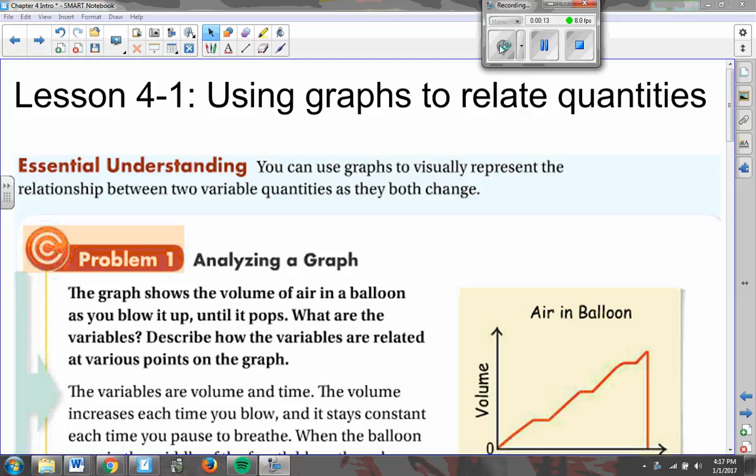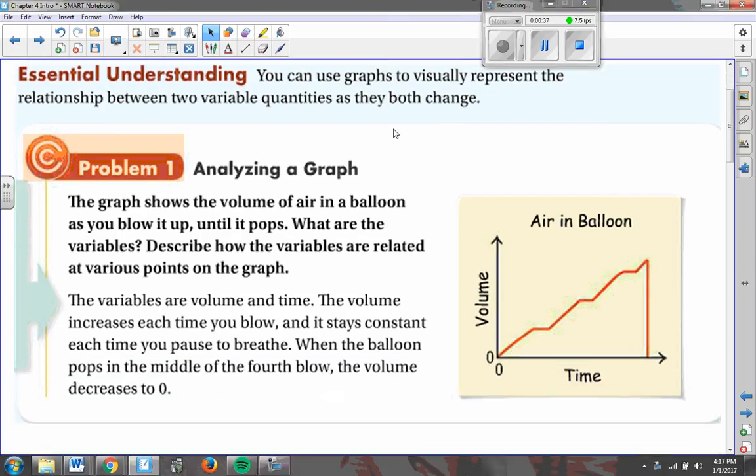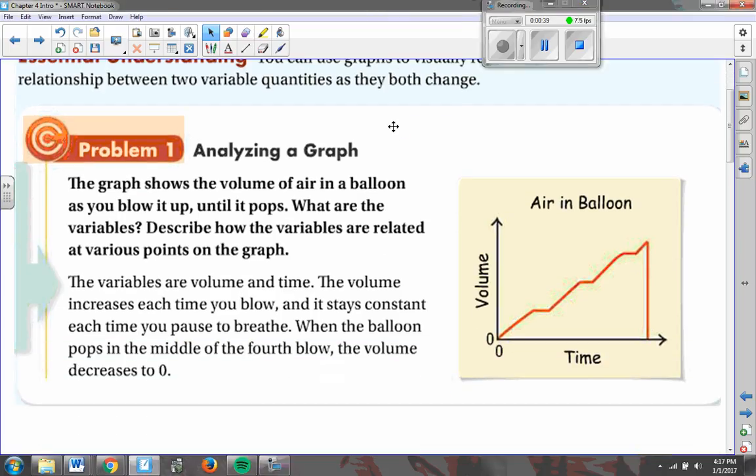Today's video is about using graphs, pictures basically, to relate two different quantities that are changing in relation to each other. So we're going to use graphs to visually, meaning in pictures, represent the relationship between two quantities that are changing. Okay? And the first thing that you're going to be asked to do is analyze a graph that you're given of a certain situation.